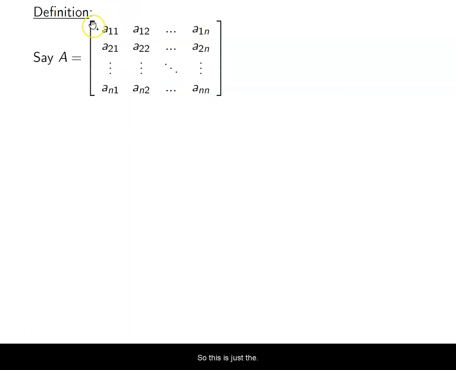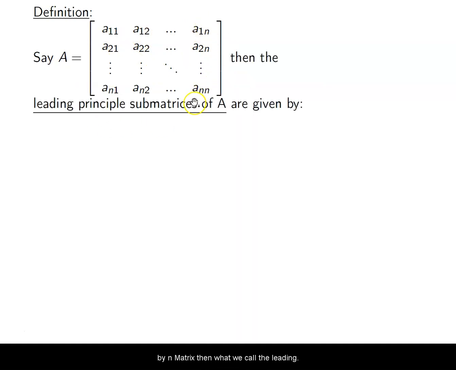So this is just the term-by-term entry notation, right? We're looking at each entry for this matrix A. So this is the entry in position 1,1, 1,2, etc. It's an n by n matrix, right? Then what we call the leading principal submatrices of this matrix A is given by, and what we're going to do now is look at the small submatrices that are formed by starting in the corner.